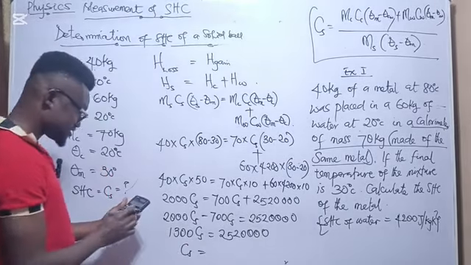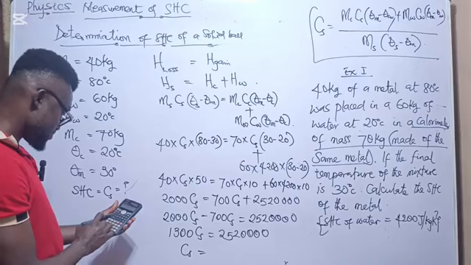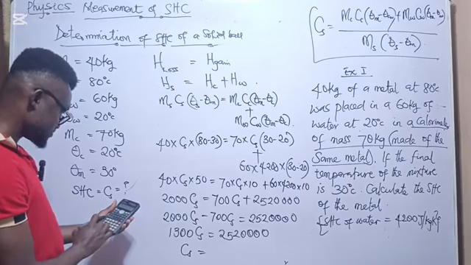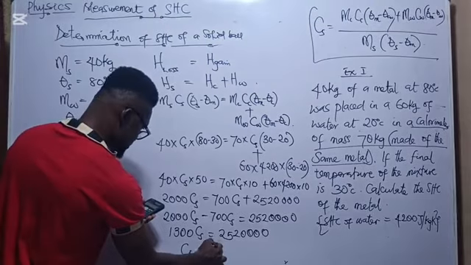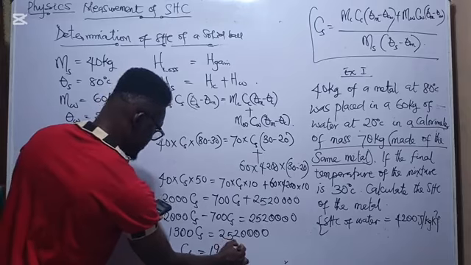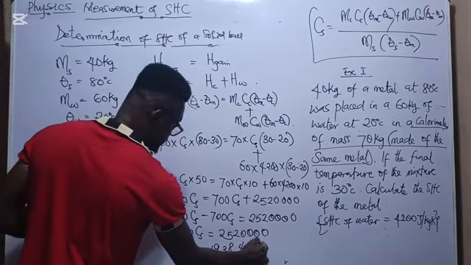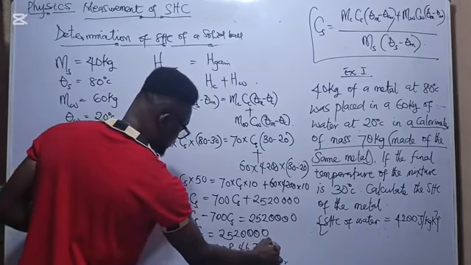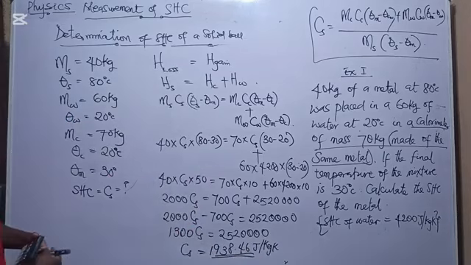Now divide both sides by 1,300. If you do that, then we're going to have 193.846. Specific heat capacity is measured in joule per kilogram per Kelvin. That gives the answer to the question.